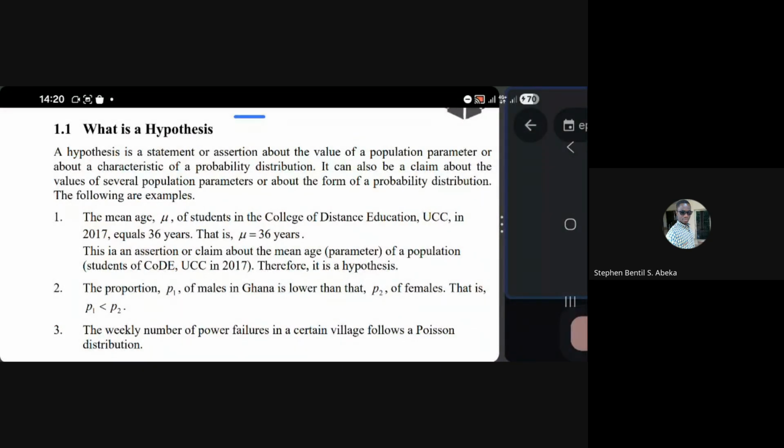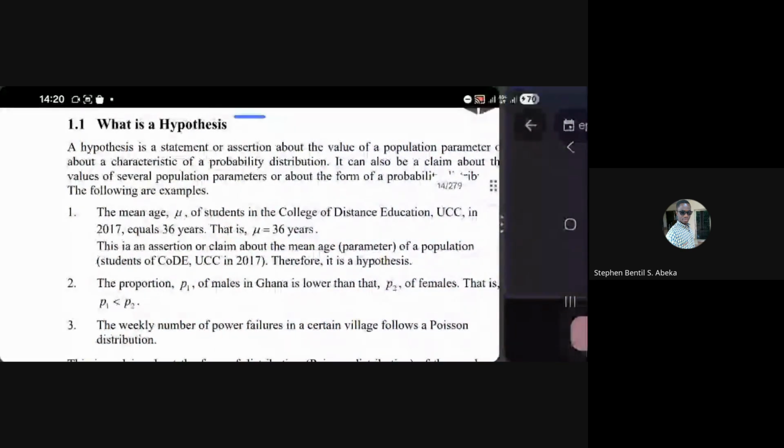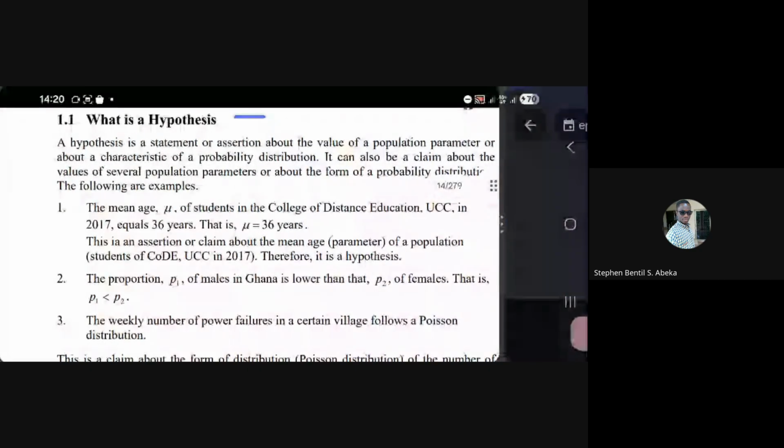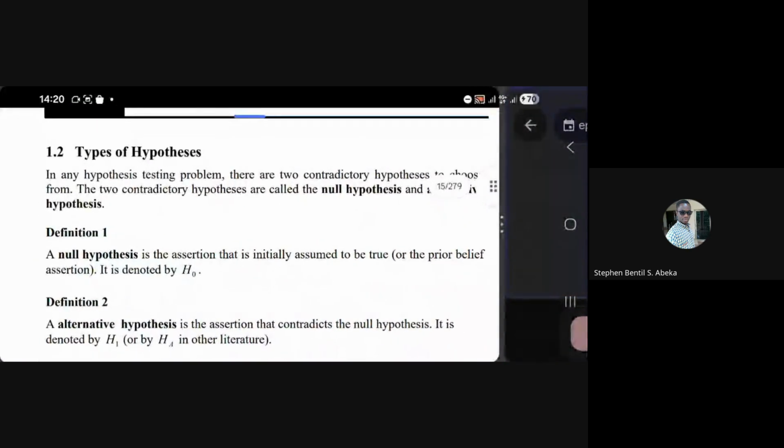So I think we are all fine when we talk about what a hypothesis is. We can understand it. So it is an assertion about the value of a population parameter. And the population parameter can be the mean, it can be the proportion, it can be the standard deviation, it can be anything. So as we move on, we'll get to know about some of these parameters. Please, if you have a question, feel free to raise your hand to ask the question.